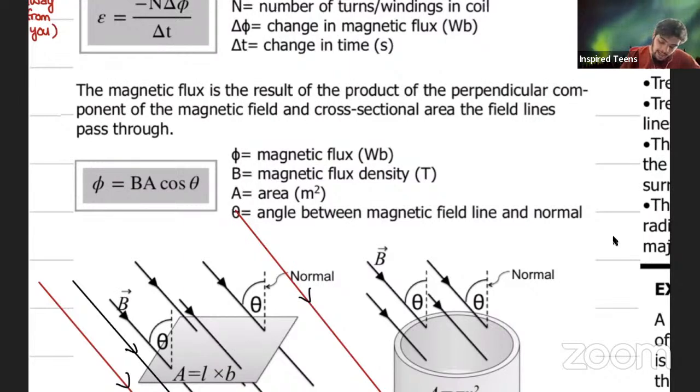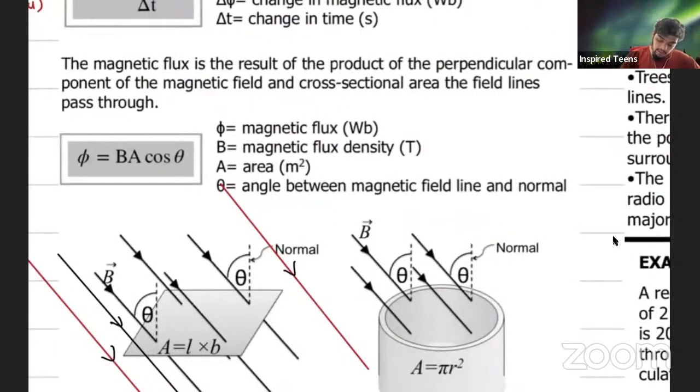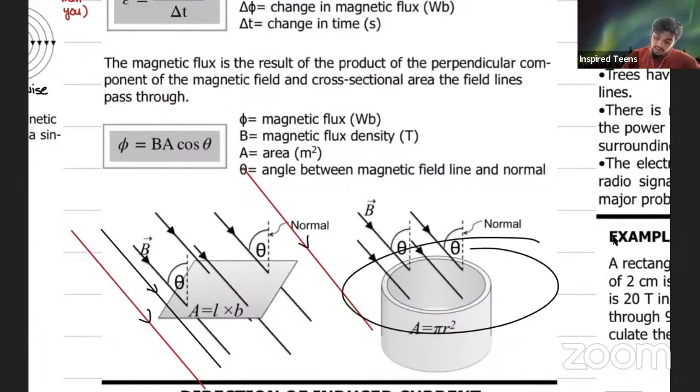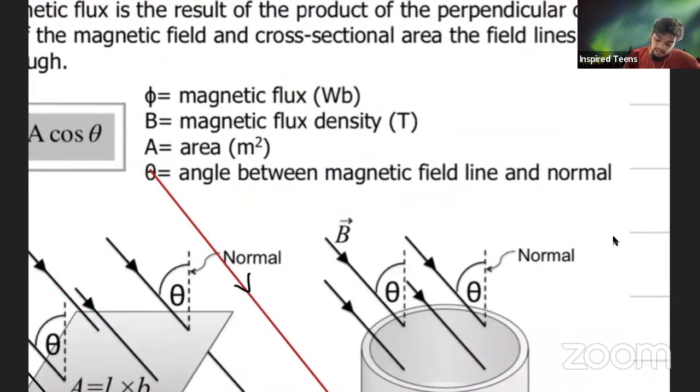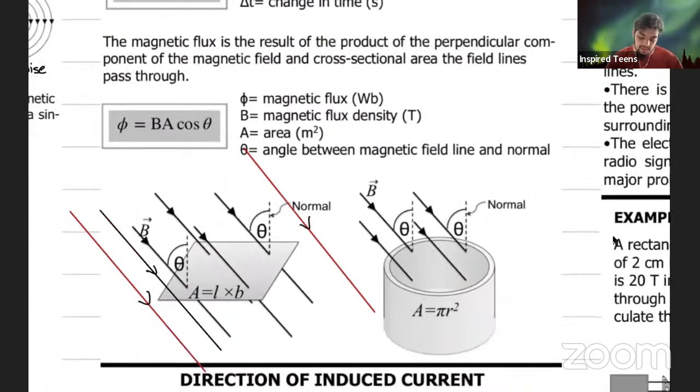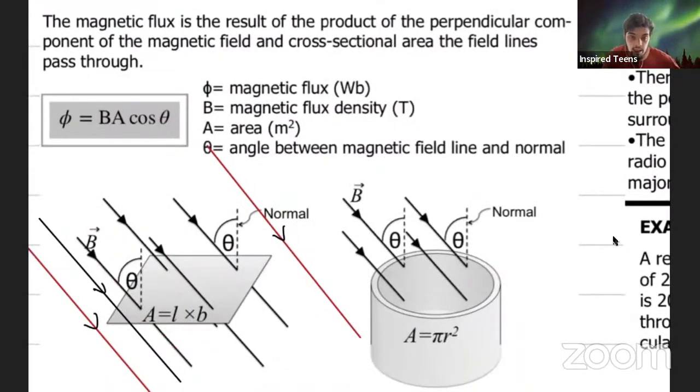Magnetic flux density. Then we have A, which is the area in meters. What area are we talking about? We're talking about the cross-sectional area of the actual conductor, or in this case, maybe the wire. And theta is the angle between the magnetic field line and the normal line. That's important. We'll go through it in a second and discuss this normal line thing.